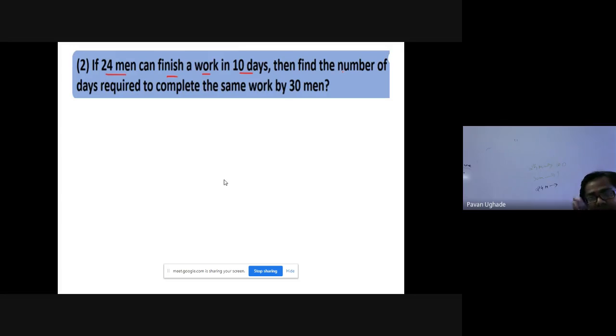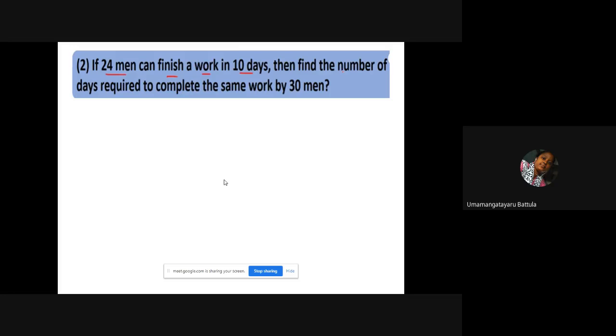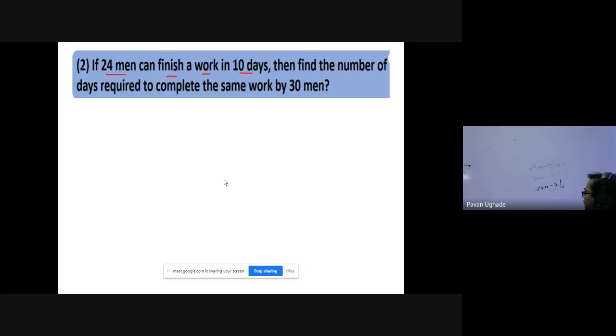अगर 24 लोग 10 दिन में काम करते तो एक दिन का काम कितना होगा? 1/10, as we have seen, right? So the work they perform in one day is 1/10. Now, in that case, 30 men can perform how much work in one day? I'll put X for 30 men. Cross multiplication gives X equals 30 divided by 24 into 10. Check whether I'm right or wrong. 3 by 24 is 1 by 8. Right, guys? So X is 1 by 8.